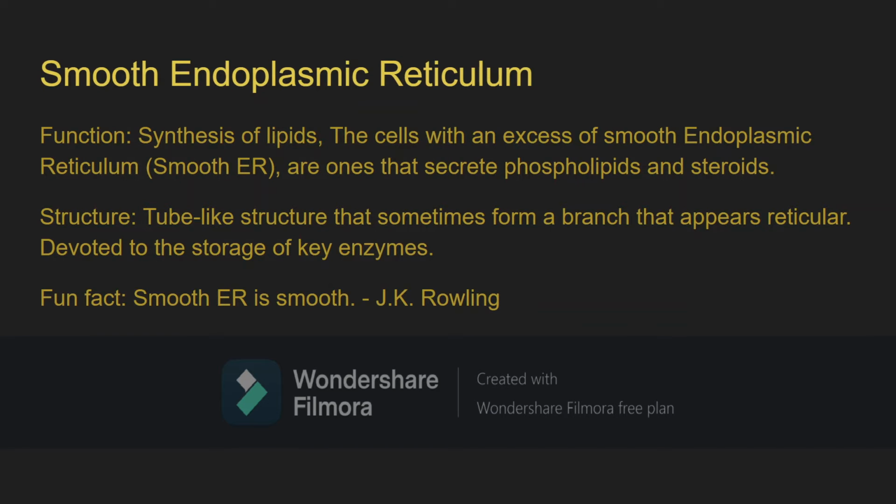Okay, smooth endoplasmic reticulum. Its function is the synthesis of lipids. The cells with an excess of smooth endoplasmic reticulum, or smooth ER, are ones that secrete phospholipids and steroids. The structure is a tube-like structure. You hear it called tubules, that sometimes form a branch that appear reticular, devoted to the storage of key enzymes.